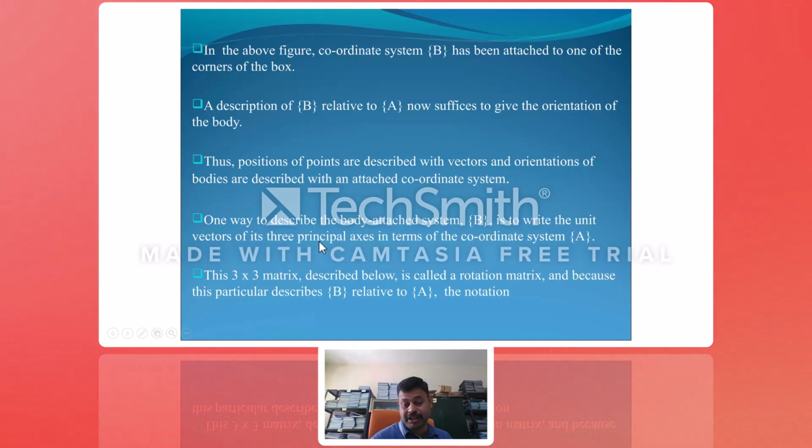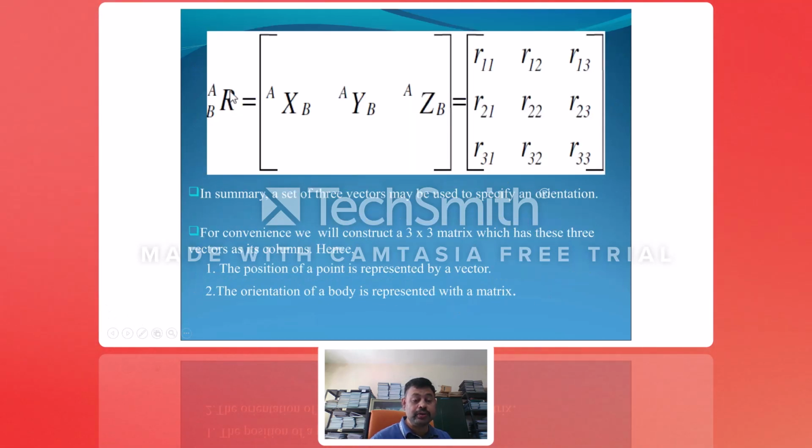The only way to describe the body-attached system B is to write the unit vectors of its three principal axes, that is x, y, z, in the coordinate system of A. If you put these into a 3 by 3 matrix as described below, it is called a rotation matrix, because it describes B related to A. The symbol R indicates rotation, so the rotation from A to B is described like this, with XB, YB, ZB, all coordinated in A. In summary, three vectors may be used to specify the orientation.